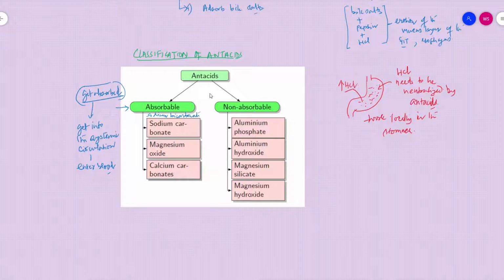Okay. And then there are antacids that are not absorbed. We call them non-absorbable, meaning they act only in the stomach. So they are not absorbed and they act only in the stomach. If we look at the examples of both, we can understand the generalization.